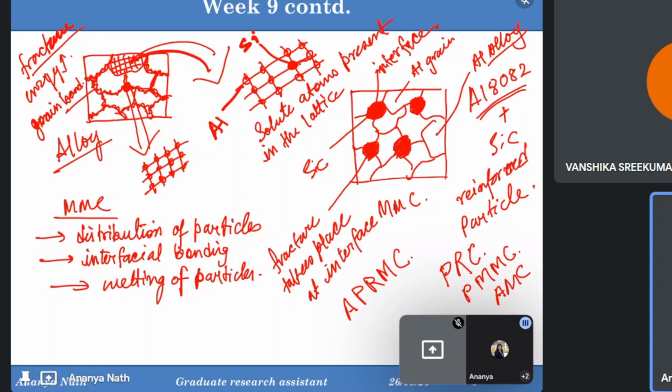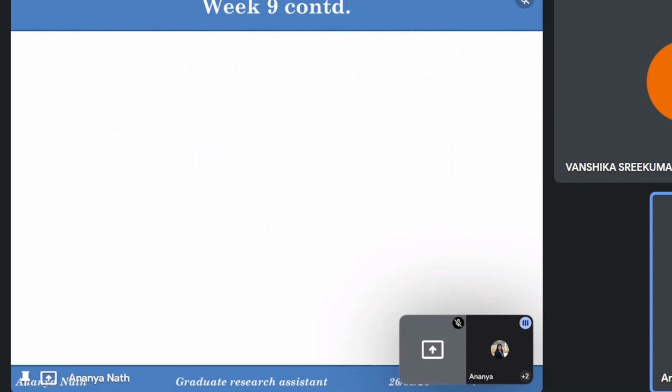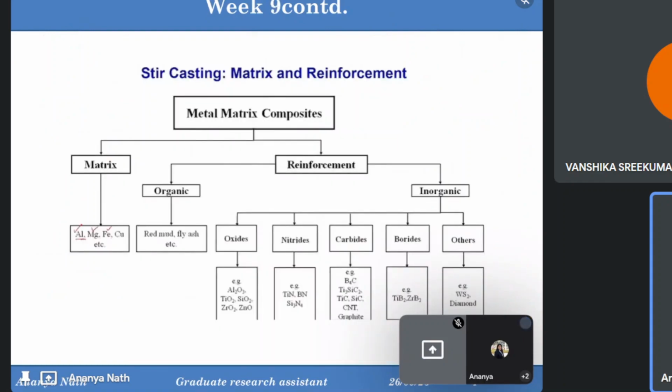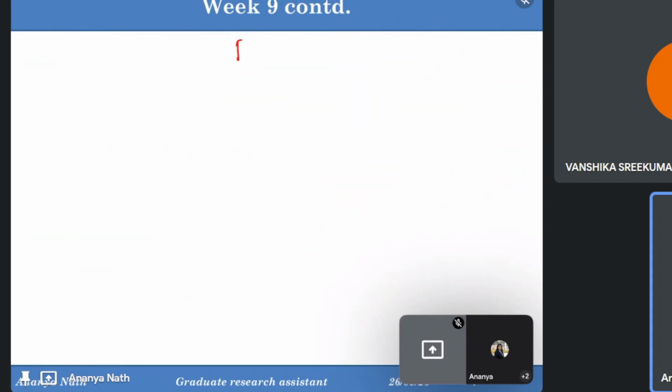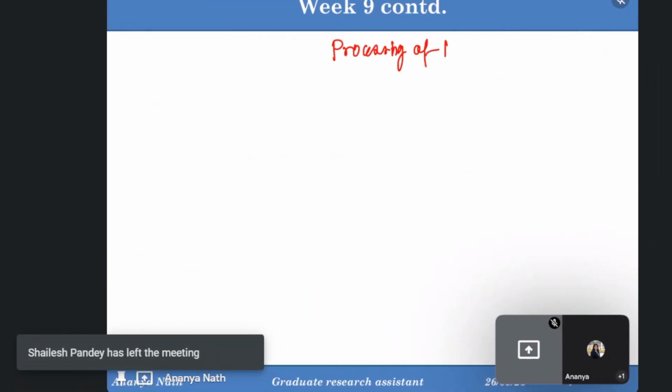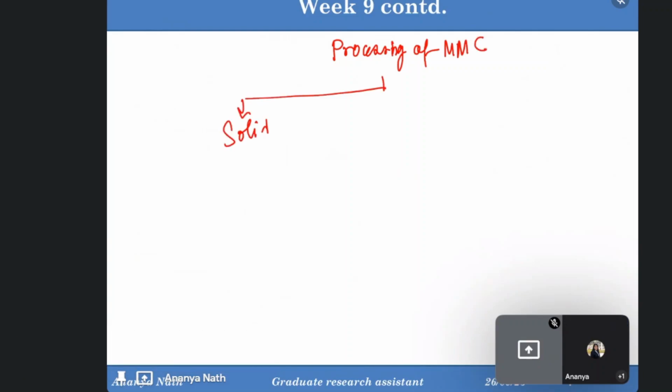So the processing of MMC includes three types. One is solid state, liquid state, and the vapor state. So there are different processes available under these three states of processing of metal matrix composite.